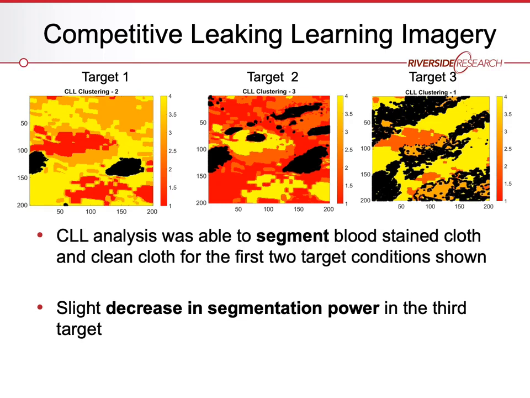CLL analysis was able to segment bloodstained cloth and clean cloth for the first two target conditions. There's a slight decrease in segmentation power on the third, but you can still see ample signs of bloodstained cloth segmentation in target 3. So very crisp amounts of bloodstained segmentation power in targets 1 and 2. And you can still see some segmentation in 3, but it's not as robust as in target 1 and target 2.